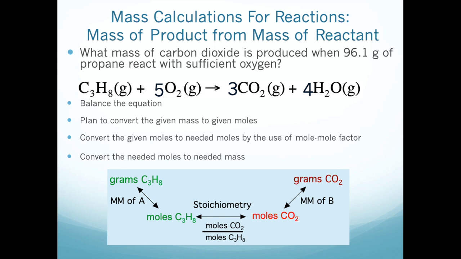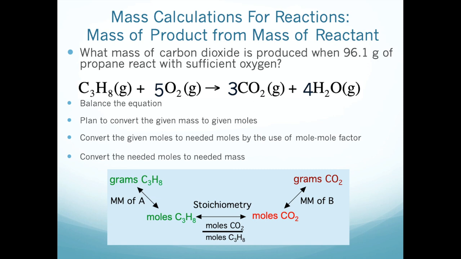We have 96.1 grams of propane, and we're trying to figure out how many grams of carbon dioxide are produced. So we're still going from the same chemicals to the same chemicals. The only difference here is instead of giving us moles and asking us for moles, the question's giving us grams and asking us for grams. So we need to be ready to do the necessary conversions, but this is going to take more than one step. To get from moles of one thing to another, that's that middle step, but we're going to have to do some stuff around that to get between grams and moles.